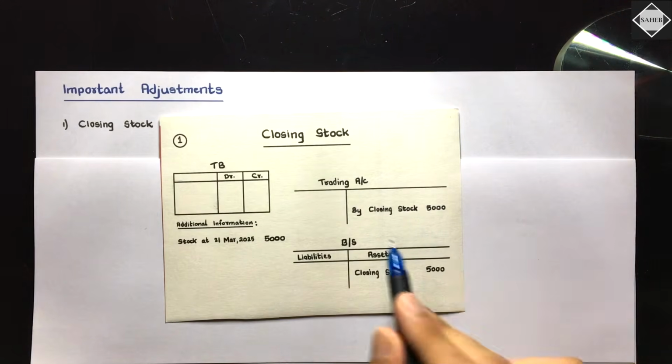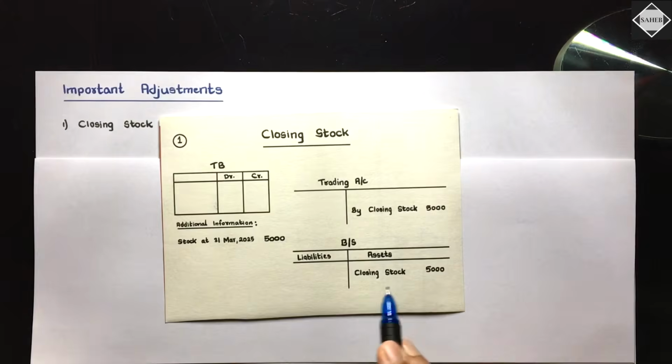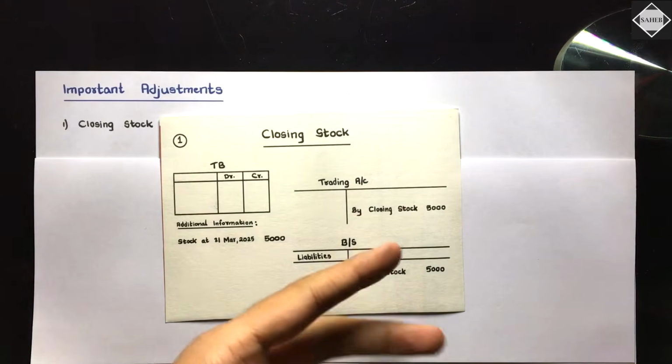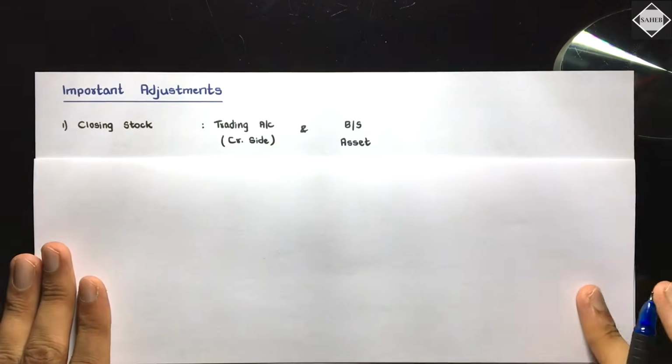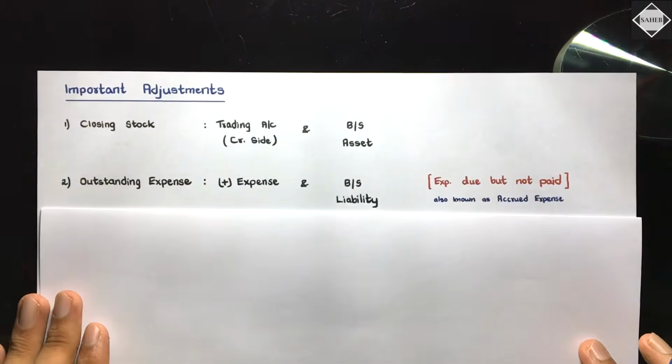Okay, in the trading account, we show closing stock as a credit, and in the balance sheet, closing stock 5,000. Simple. Adjustment will go in two places. Easy, simple. Next, what do we have? Next we have outstanding expense.